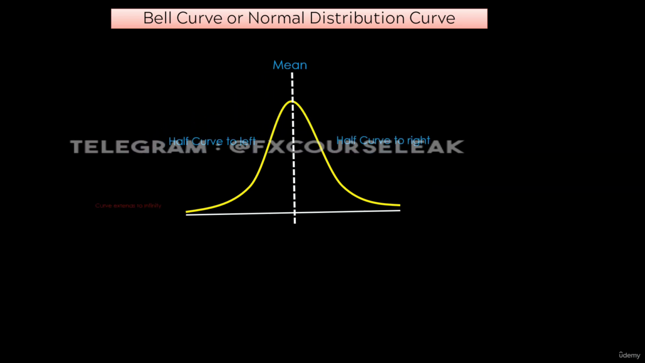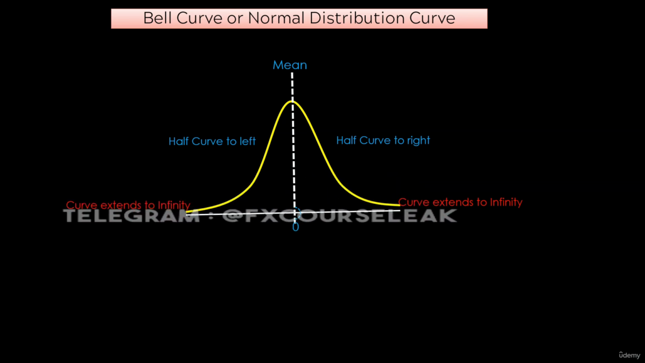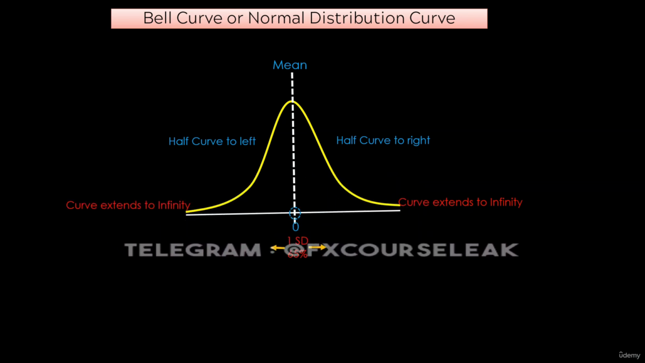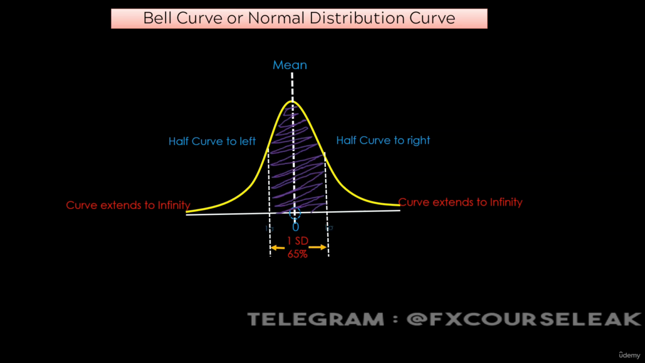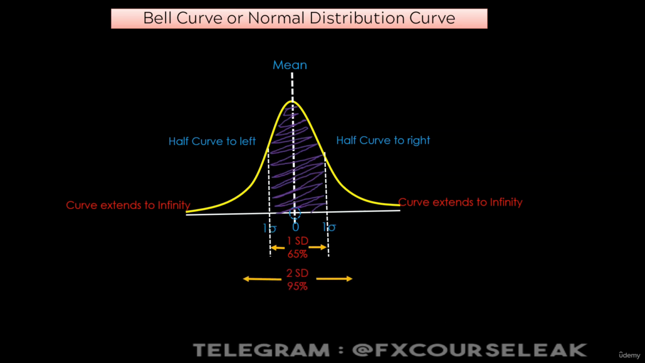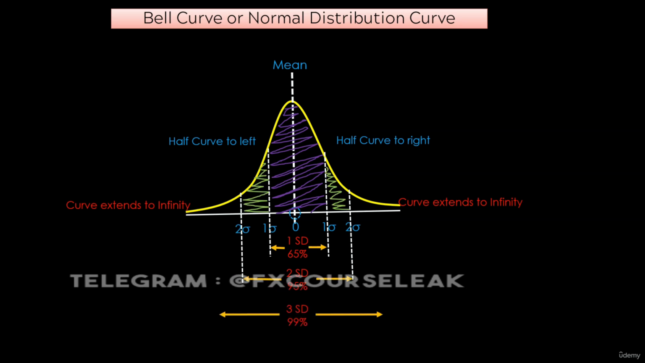As you can see here, 1 standard deviation confines 65% of the data. The next, 2 standard deviation, confines 95% of the data. And lastly, 3 standard deviation encapsulates 99% of the data.